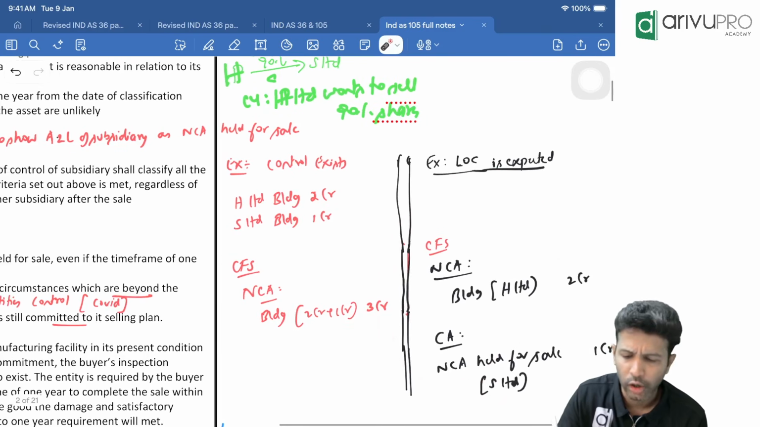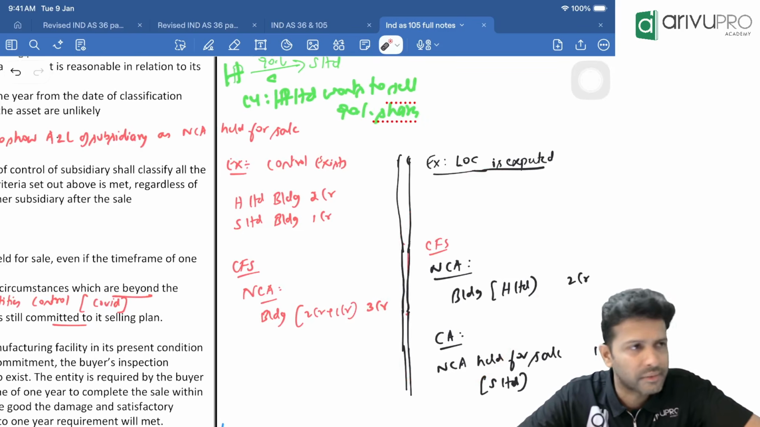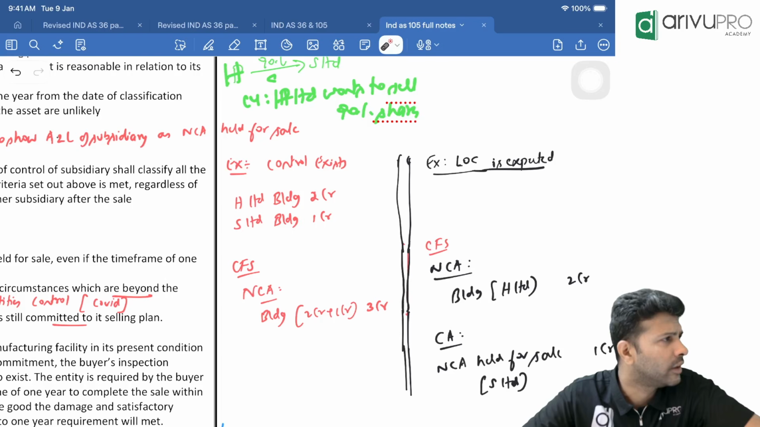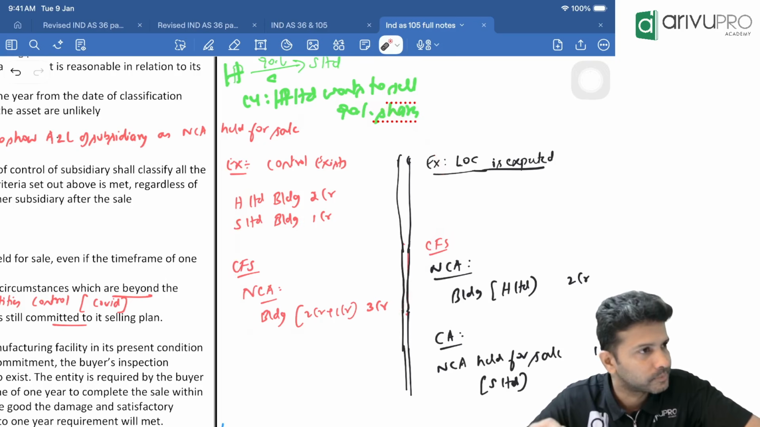I think you must have already got these notes. I asked the team to send them to you. Yesterday itself I asked. I hope you have got them. Did you guys get it? Both Ind AS 36 and Ind AS 105. Have you guys got the notes?